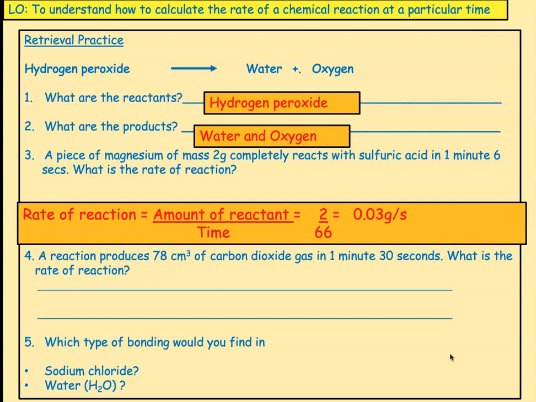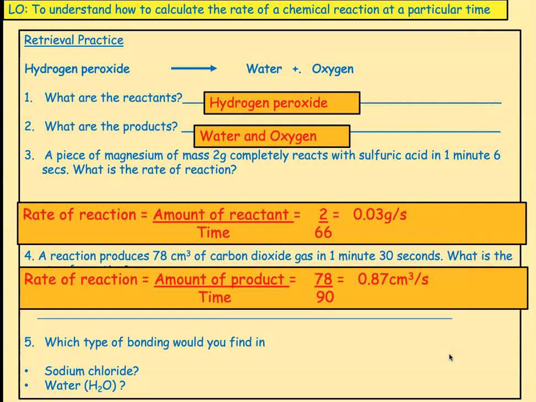Okay, a reaction produces 78 centimetres cubed of carbon dioxide in 1 minute 30 seconds. What is the rate of reaction? Again, we need to convert the time to seconds. So it's 78 divided by 90, which gives us 0.87 centimetres cubed per second. What type of bonding would you find in sodium chloride? Well, you have a metal and a non-metal, so it's ionic. And what type would you find in water? Well, it's simple molecules, so it's simple covalent.